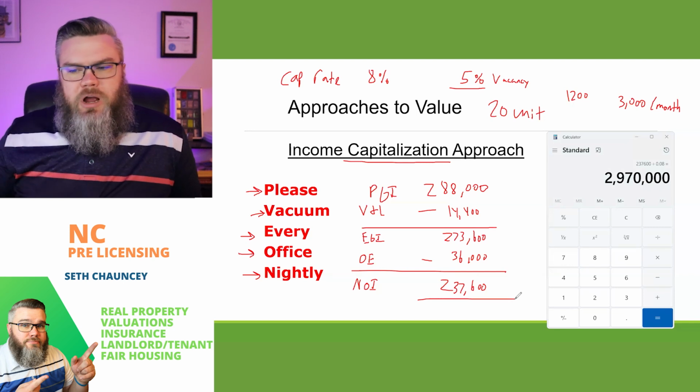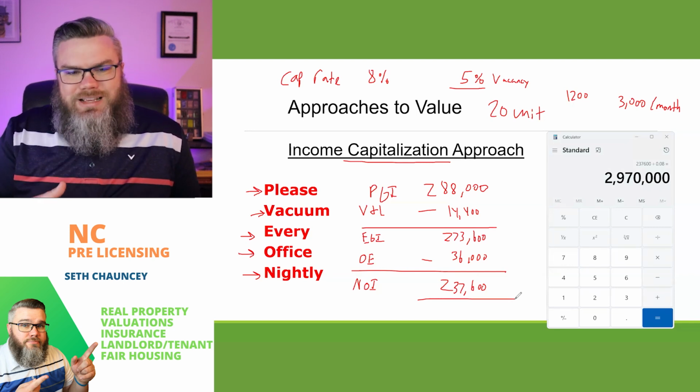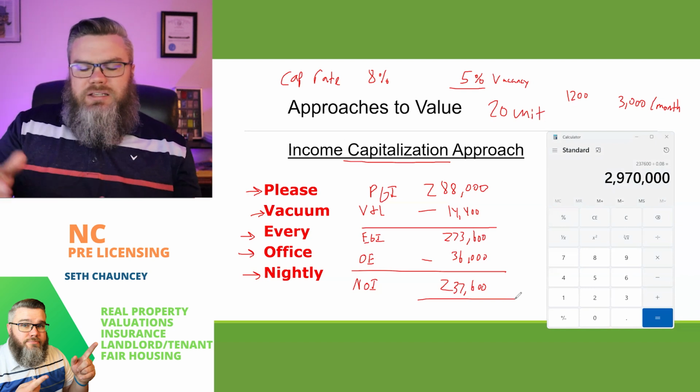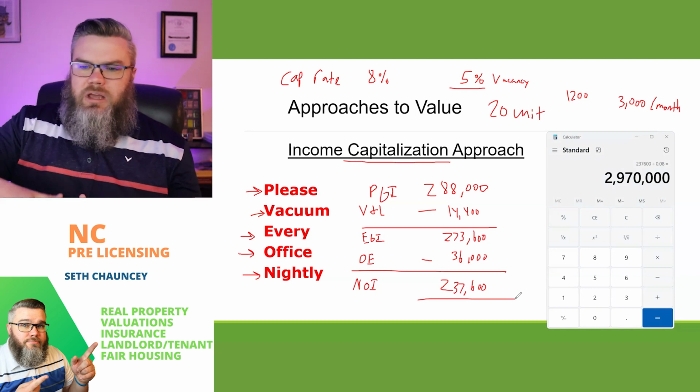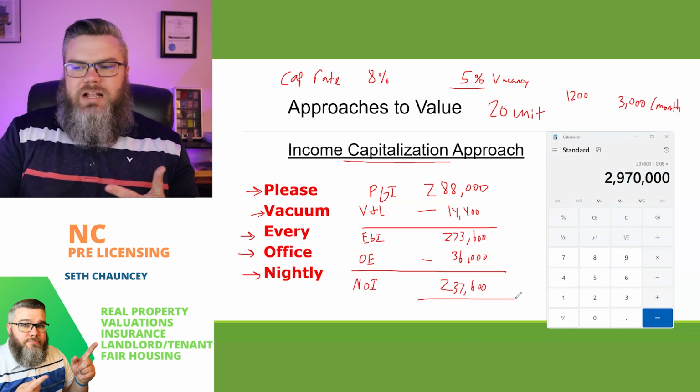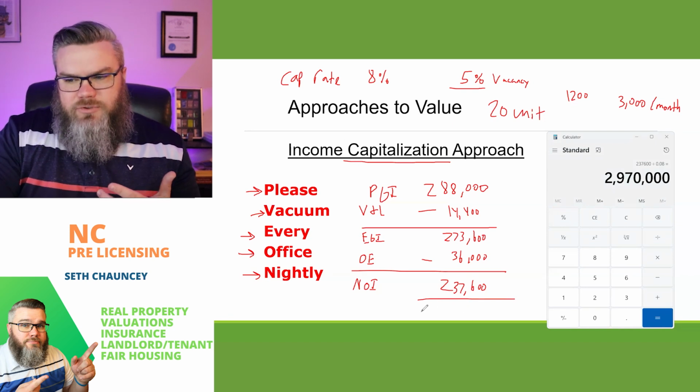If I own this property and it continues to operate as it is, I will have a net operating income of 237.6. If Sandeep buys it, same thing. If Sam buys it, same thing. If Justin buys it, same thing. So that's why we use these universal metrics. So debt service would come out after.